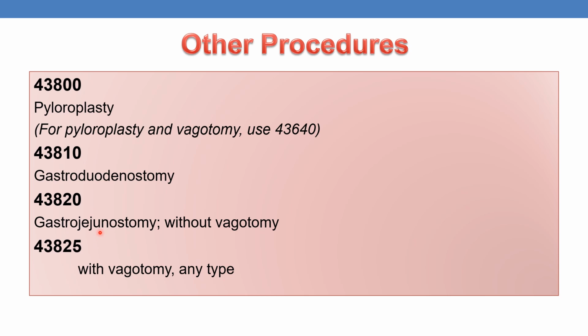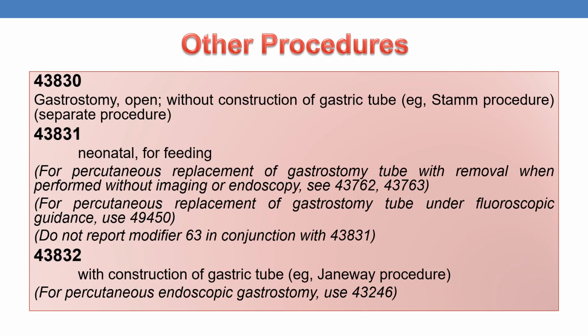And gastrojejunostomy without vagotomy, the CPT is 43820. And if gastrojejunostomy is performed with vagotomy any type, the CPT is 43825. The next CPT is 43830. It deals with gastrostomy open without construction of gastric tube.